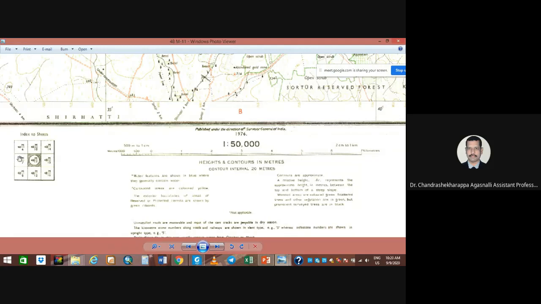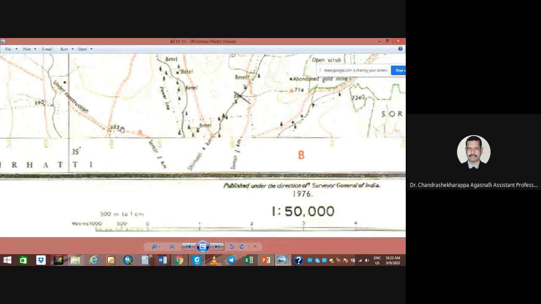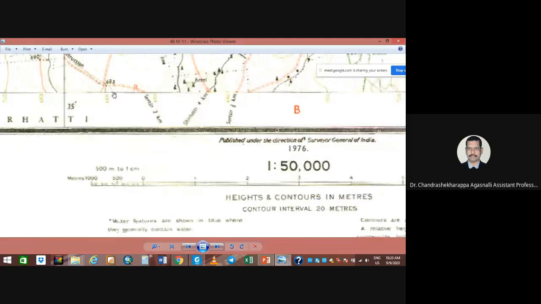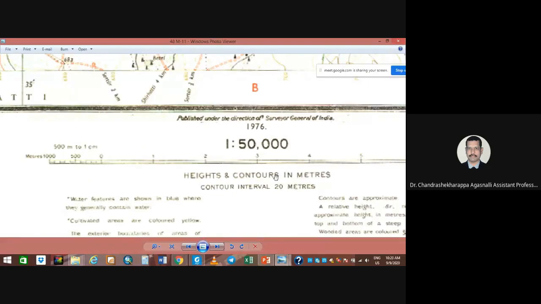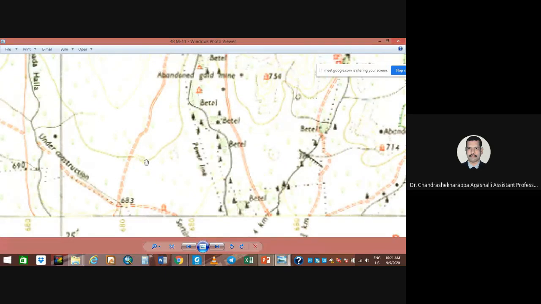Okay, so these are the things about topo sheets and heights and contours in meters. Look at this here. See, whatever they have surveyed here, heights and contours in meters. See here, what is this? Where is our 683? It is not written here in meters or centimeters, or feet. No. So understand that 683 is the RL of this particular place, and it's in meters. And the contours. See, it's 700. Here you can see the 700.